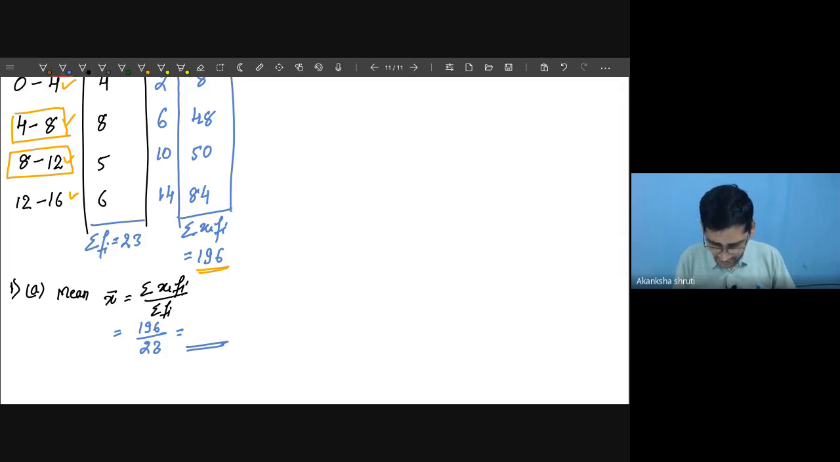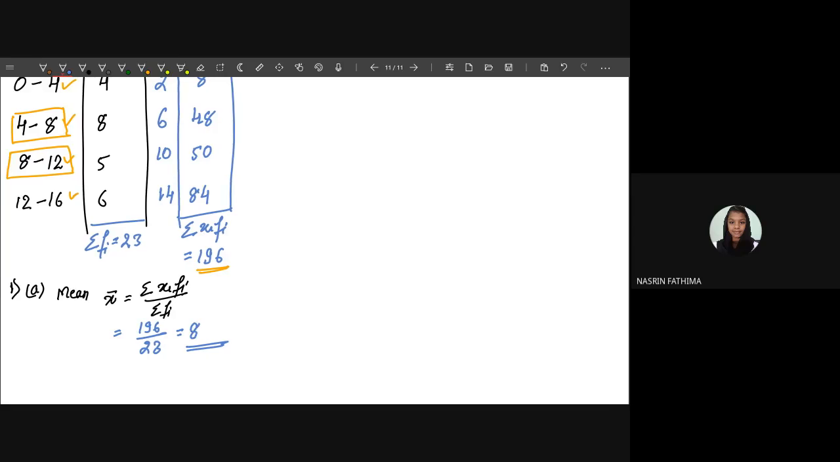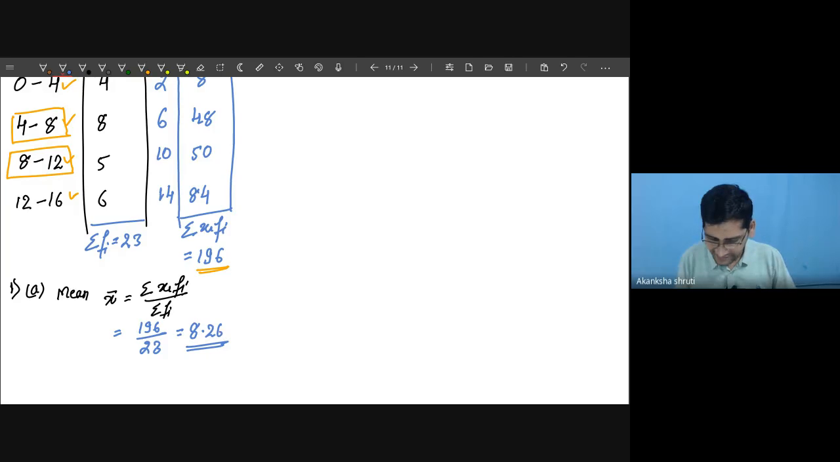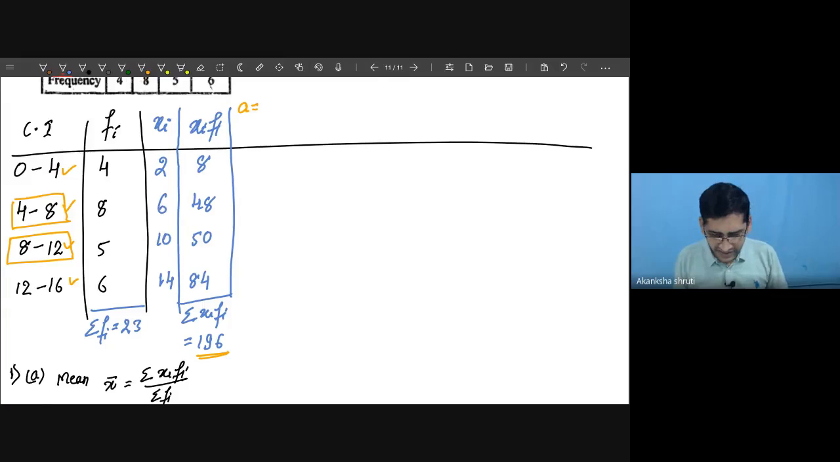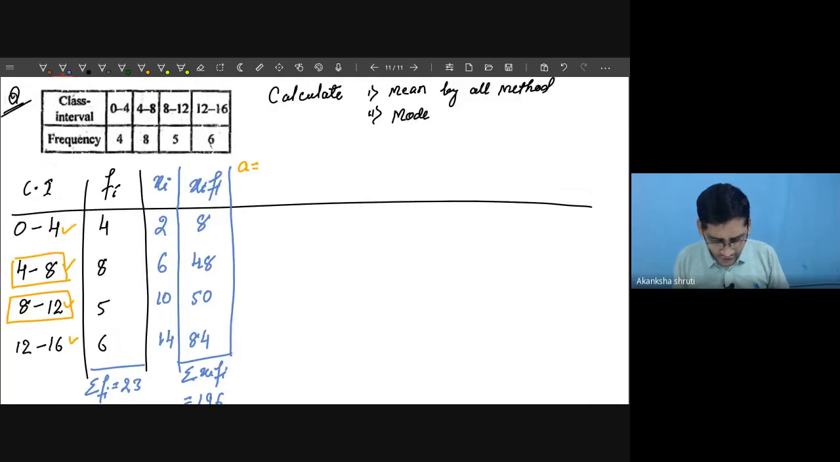Yes, how much is that? 8.26. Yes, sir. Okay, let me consider it as correct. Students, for the next method, I need to take an assumed mean. For the assumed mean, I may choose the interval 4 to 8 or 8 to 12. So please tell me what I shall choose, whether 4 to 8 or 8 to 12. Anyone can be chosen. Tell me quickly.